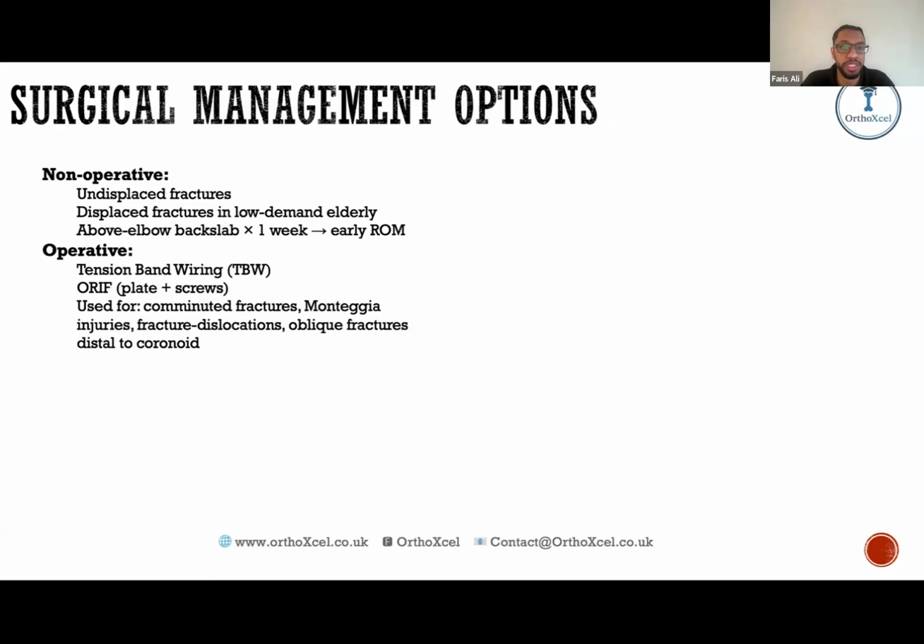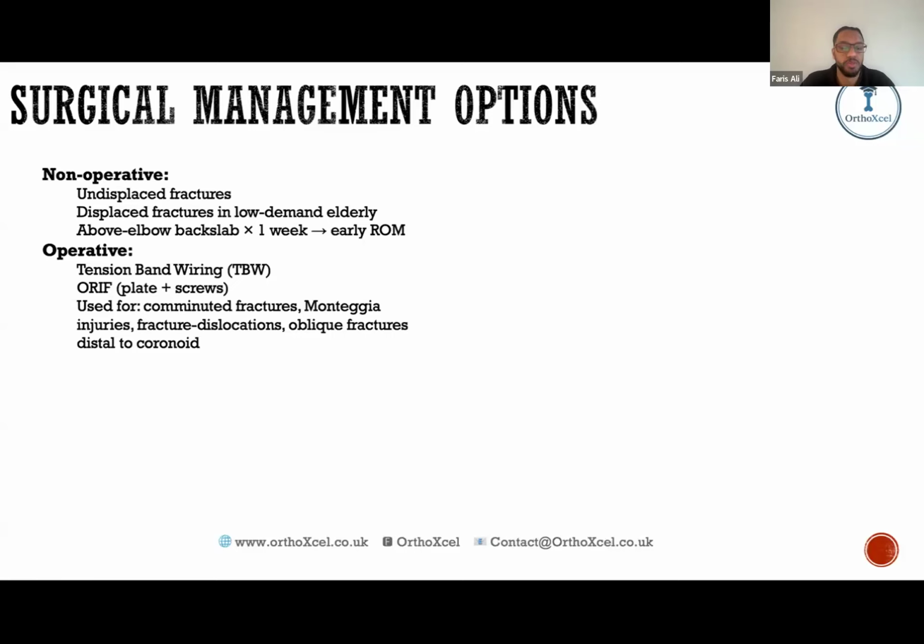And then the operative management would be tension band wiring. It could be ORIF if it's a comminuted fracture or a Monteggia, or there's a fracture dislocation or any fracture associated with the coronoid. Here they can also ask about tension band wiring. I haven't gone too much into operative, but if you go through your AO website, talk about tension band wiring: what kind of K wires, what's the approach, and what's the configuration. They might ask you that.